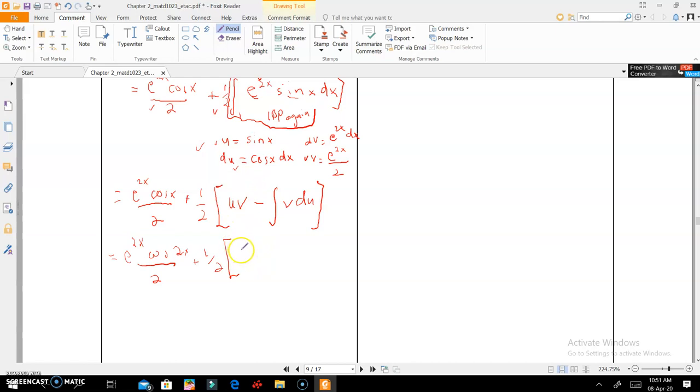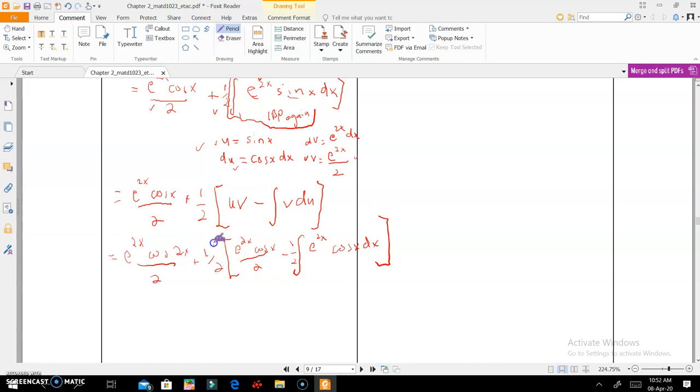You can do it quickly here, which is it will be u times v. It will be exponent 2x cos 2x over 2, minus the integration of v du. Where's the value of v here? So value of v du, you are going to get here 1 over 2, because over 2 there is actually 1 over 2 e to x cos x dx. Okay, close the bracket.